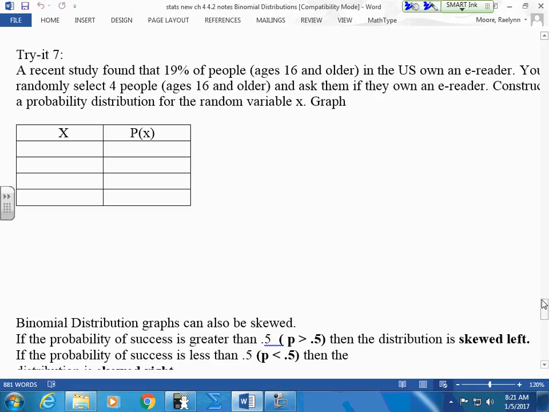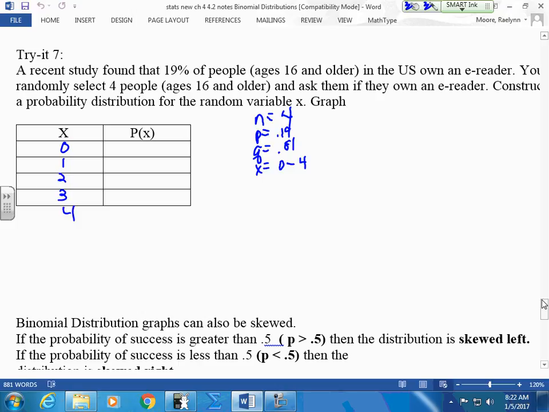All right. So now, let's talk about this. Let's find our pieces and see if, in fact, this is a binomial. Which n? How many people are you asking? 4. What's the probability that they say yes, that they own an e-reader? 0.19, pretty small, right? What's the probability that they don't own an e-reader? 0.81. Good, 0.81. And my x is going to go from 0 to 4.